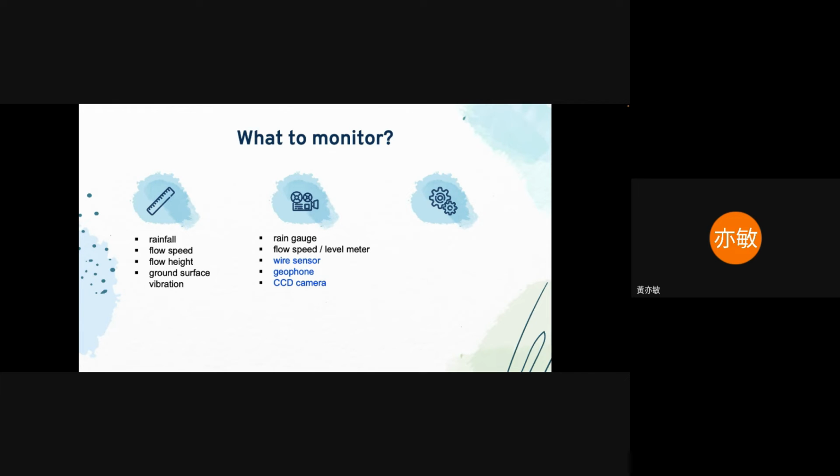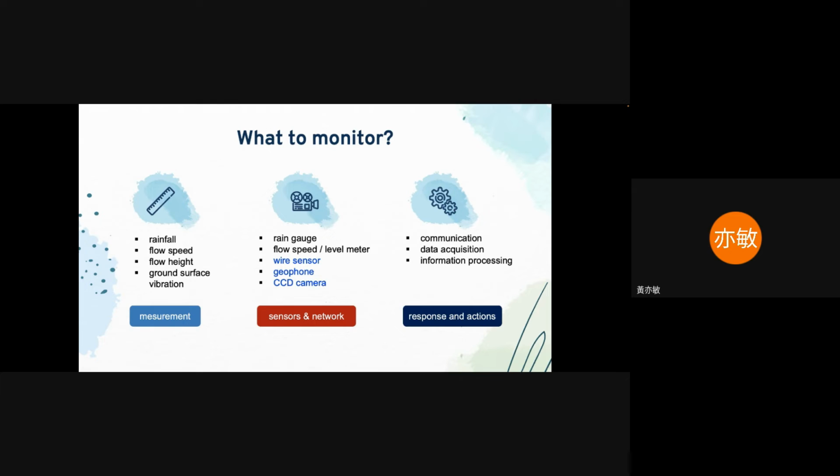We can use the rain gauge to measure the rainfall. We can use a speed meter to measure the flow speed, and we can use some other sensors to help us identify the occurrence of a debris flow. The next thing is we need to set up the communication options, and we need to obtain all the data needed for our later management and decision.